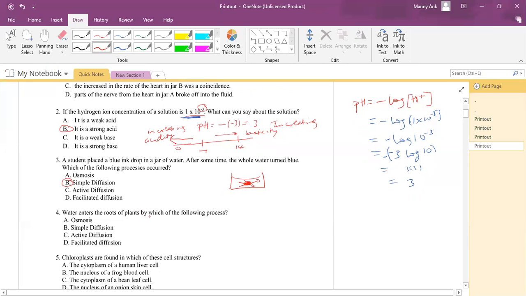Water enters the root of plants by which of the following process? It's osmosis. Remember, the roots have a lot of dissolved salts in them. It's concentrated salt in the roots.